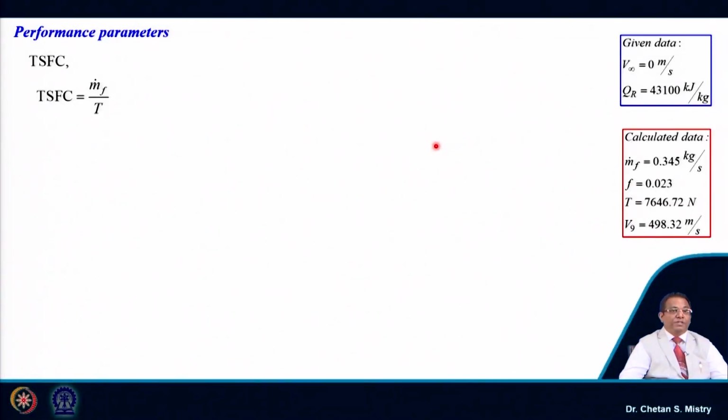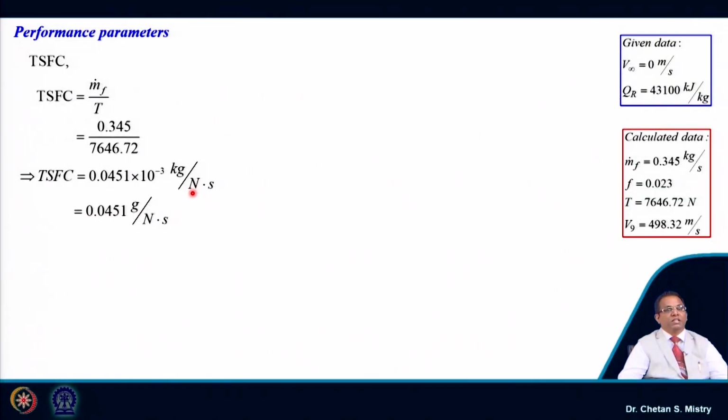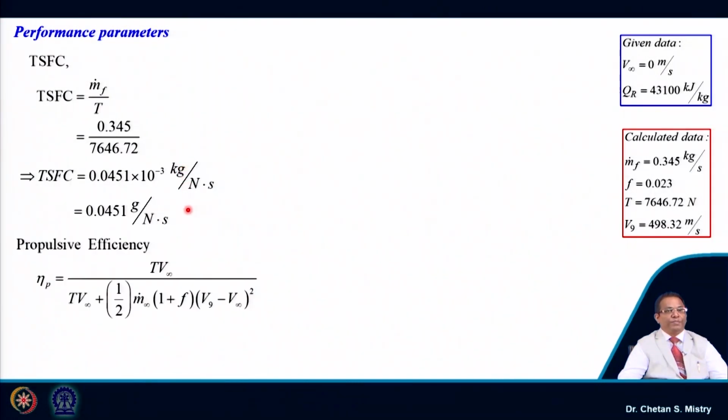It says thrust specific fuel consumption is given by mf divided by T. We have calculated our mf, we have calculated our thrust. So, putting these numbers, it says my thrust specific fuel consumption is coming to be 0.0451 grams per Newton second. Okay. So, sometimes we make mistakes in terms of this number, which is coming 10 to the power minus 3 in terms of kg per Newton second. So, be careful about this formulation.